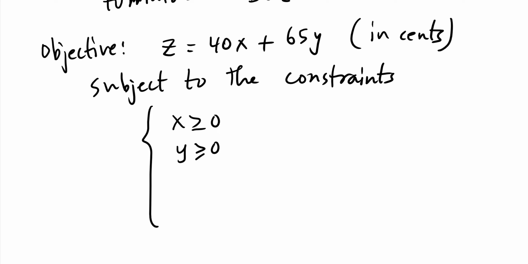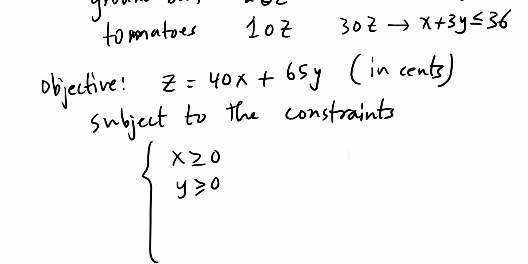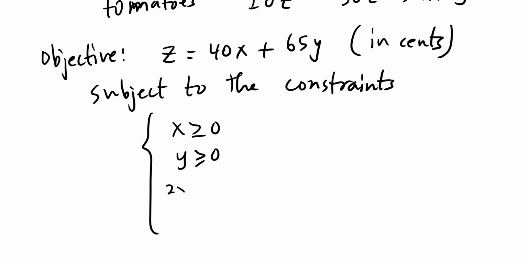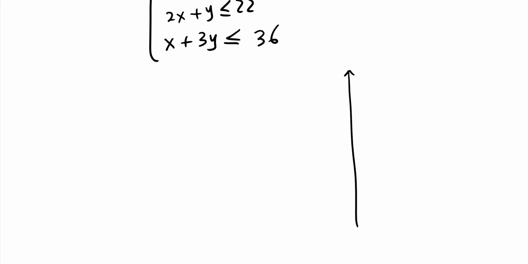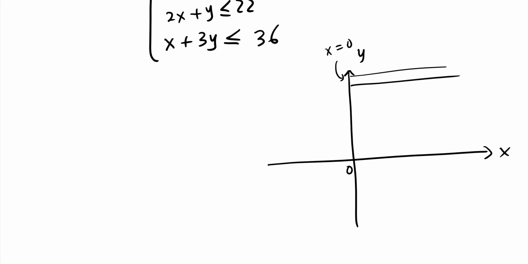That's why in all the previous examples, you saw that we wrote x and y both bigger than or equal to 0. Another inequality we just came up with, 2x plus y less than or equal to 22. And the other one, x plus 3y less than or equal to 36. So we got 4 inequalities that we're going to graph. We're going to graph all of them now. The first one, I'm going to graph it here on the side. X, 0, y. This is the x equals 0, and it's to the right, so I'm going to graph it this way.